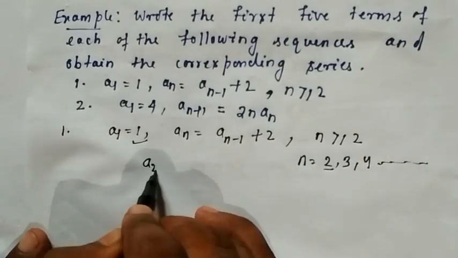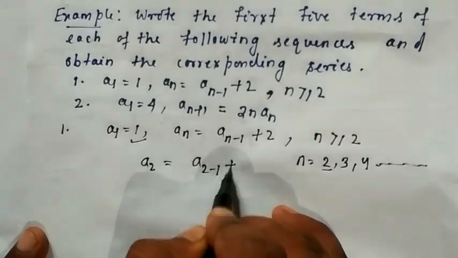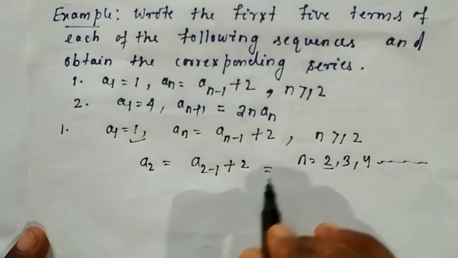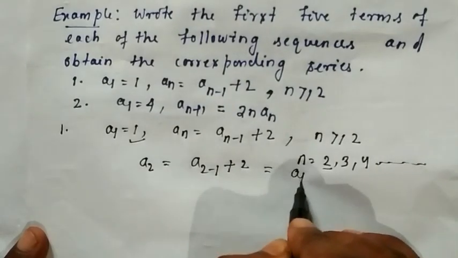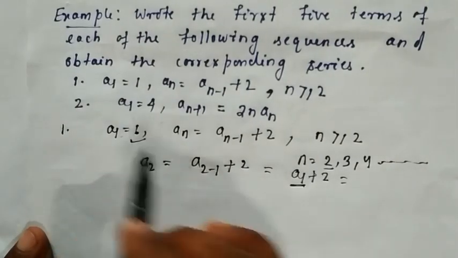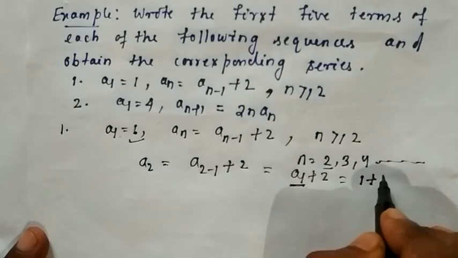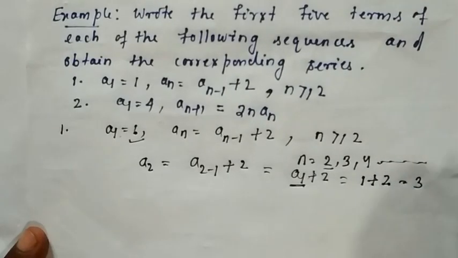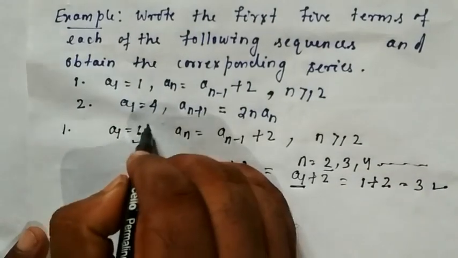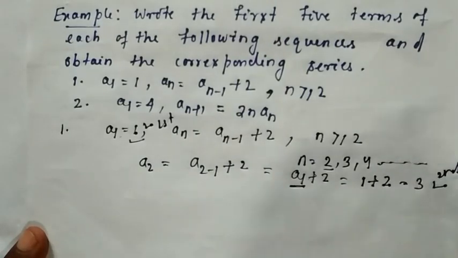Then a2 is equal to a(2-1) plus 2, that is a1 plus 2. a1 means the first term. How much is the first term given here? 1. Then 1 plus 2 is equal to 3. So this is the second term. This is the first term, and this is the second term.